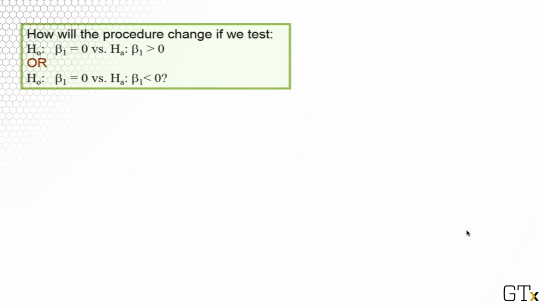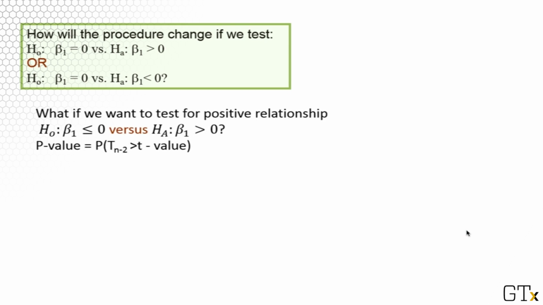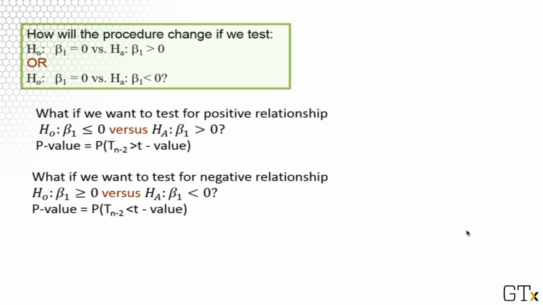What if we change the procedure and we're interested in testing whether the regression coefficient is positive or negative? That means we'll change the alternative hypothesis from beta 1 different from 0. Now we're interested in whether beta 1 is greater than 0 or beta 1 smaller than 0. In this case, the p-value will change in the sense that we're interested in only one of the tails. For beta 1 greater than 0, we're interested in the right tail. For beta 1 smaller than 0, we're interested in the left tail.